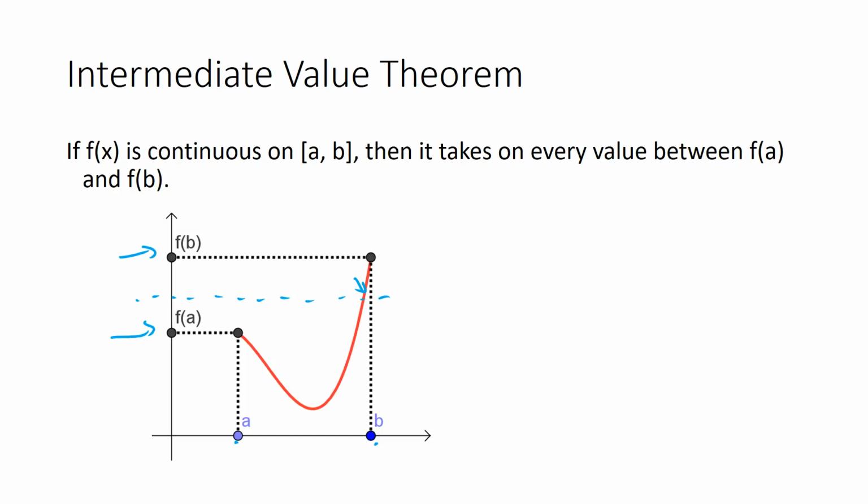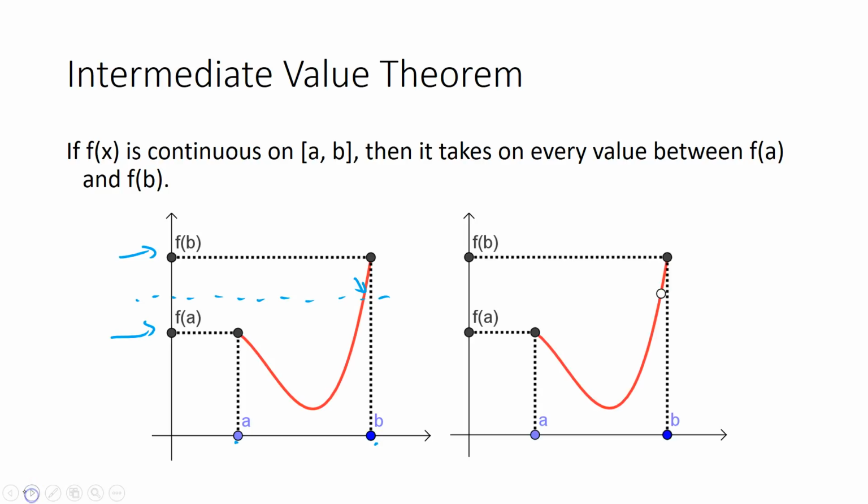Now, why is it important for it to be continuous? Well, if the graph isn't continuous, if we have a removable discontinuity here, then there's one spot that doesn't get hit. So it absolutely must be that f of x is continuous.